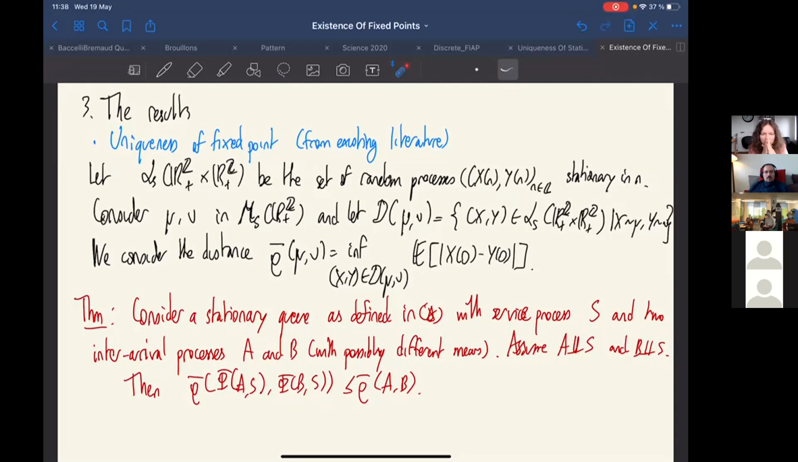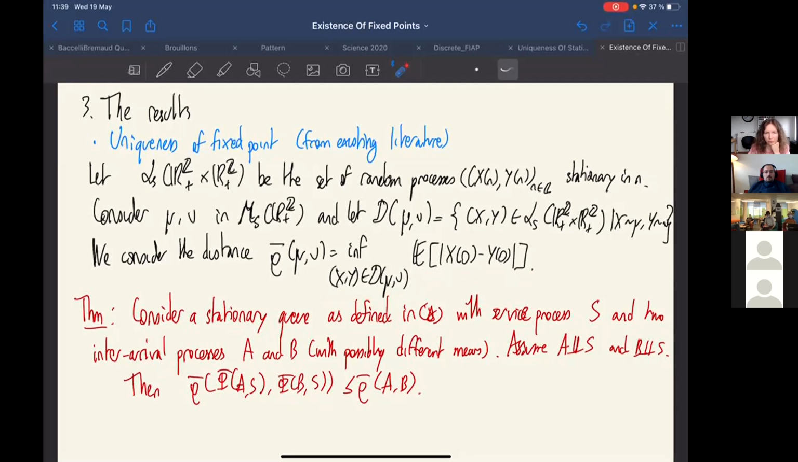So basically, what I mean by coupling is the set of all couples of processes such that the law of the first coordinate is a given distribution mu, and the law of the second coordinate is a given distribution nu. We consider the distance between those two distributions as the infimum over all couplings of a function of the two processes. You can check that this is indeed a distance.